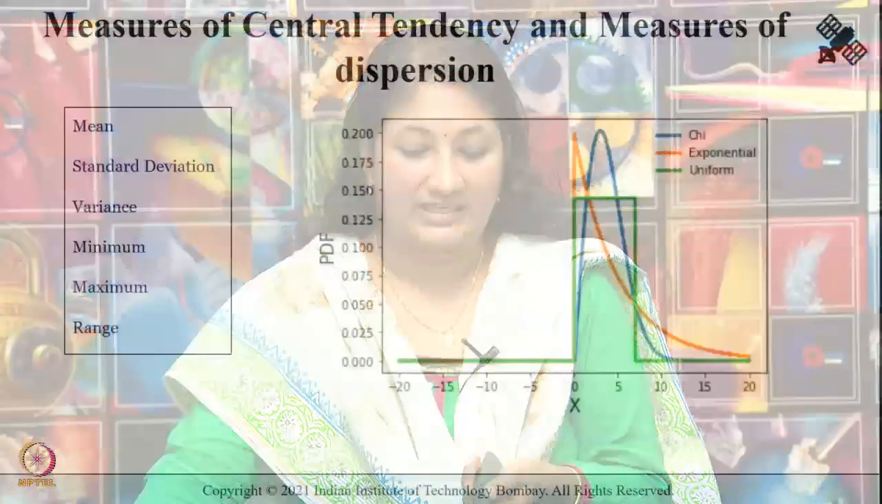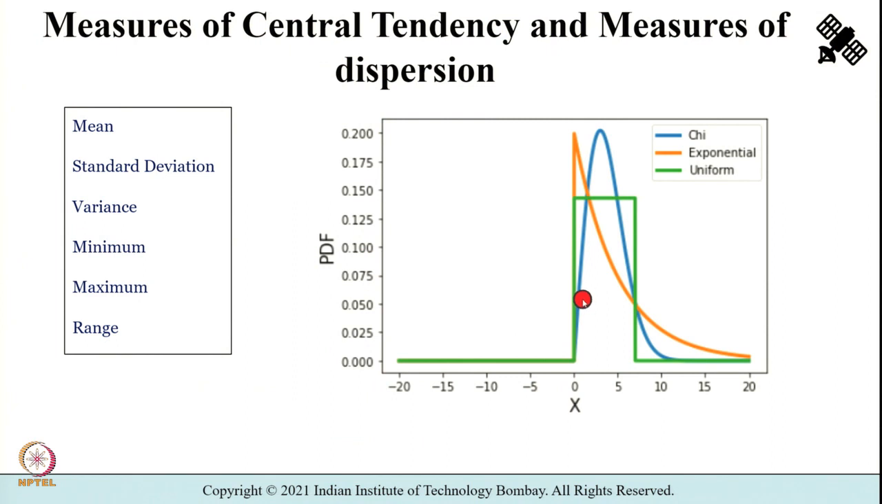So, let us first look at the measures of central tendency. Central tendency is nothing but the middle point of a distribution, and they are also called measures of location. For example, we have the arithmetic mean, which is a single number that represents the whole data set.